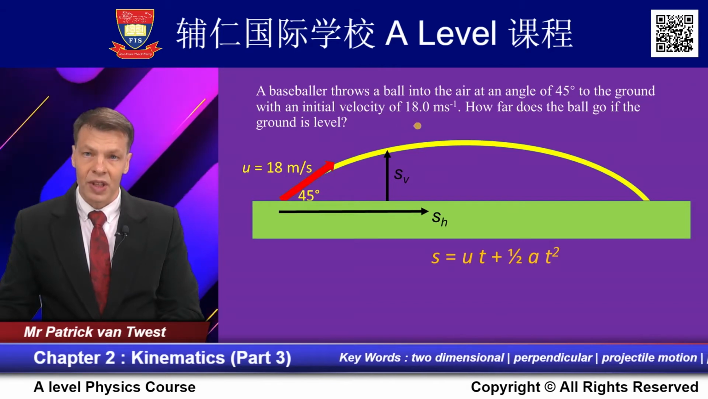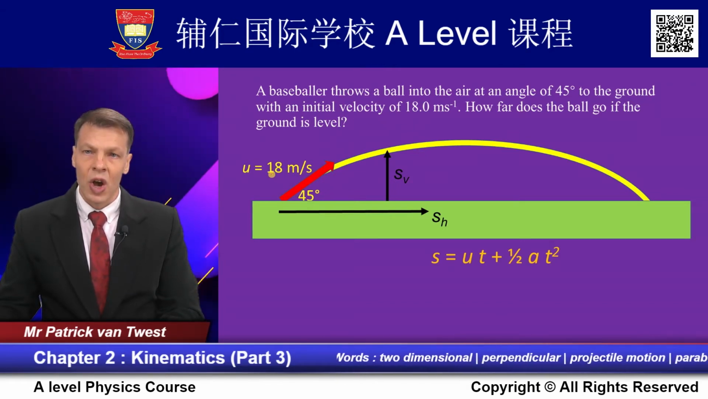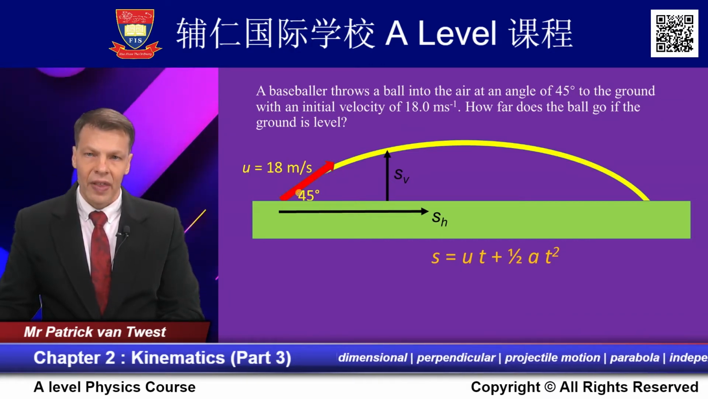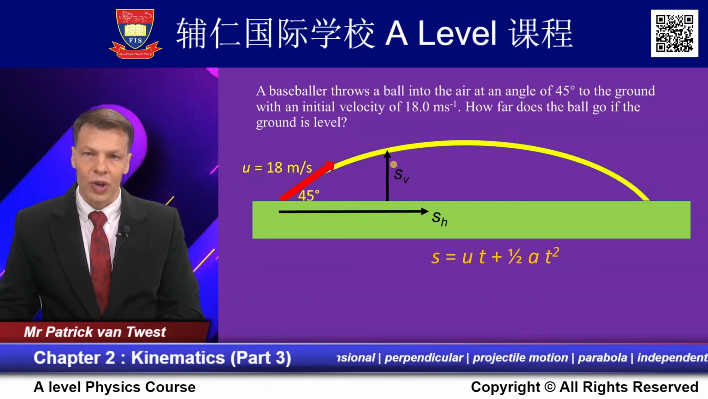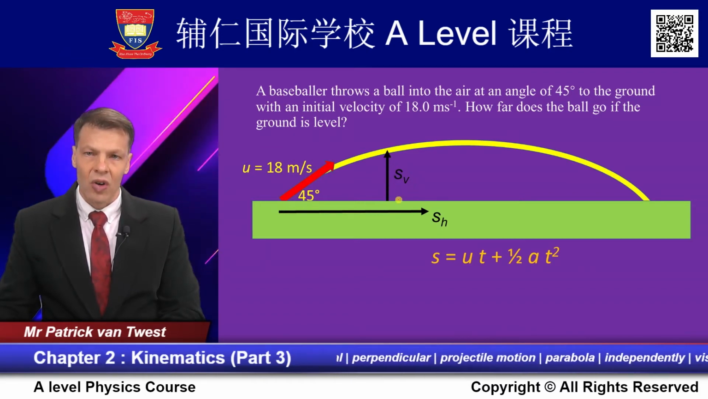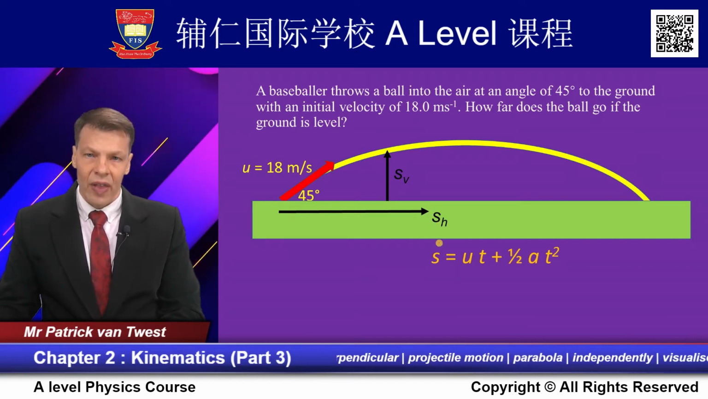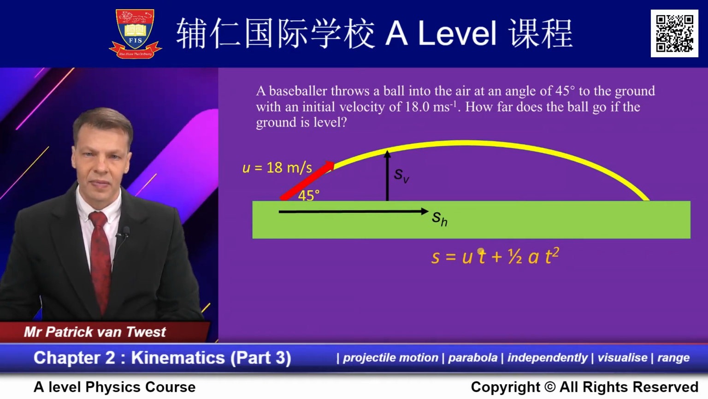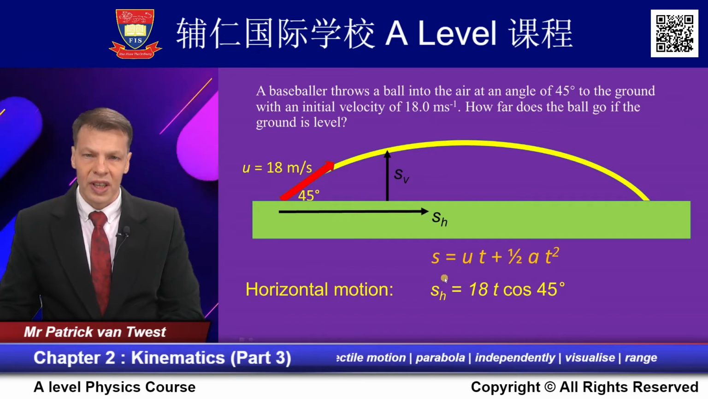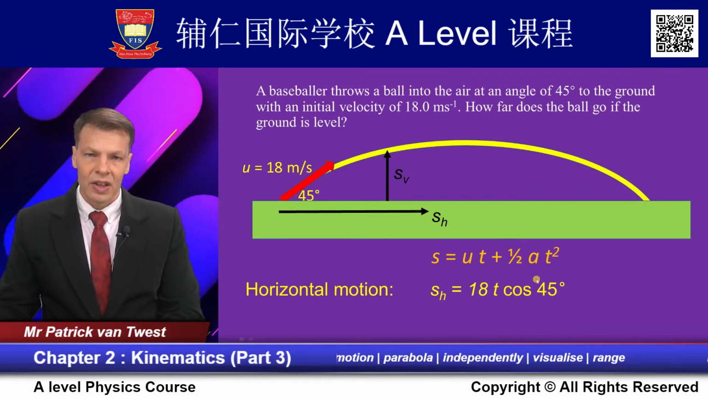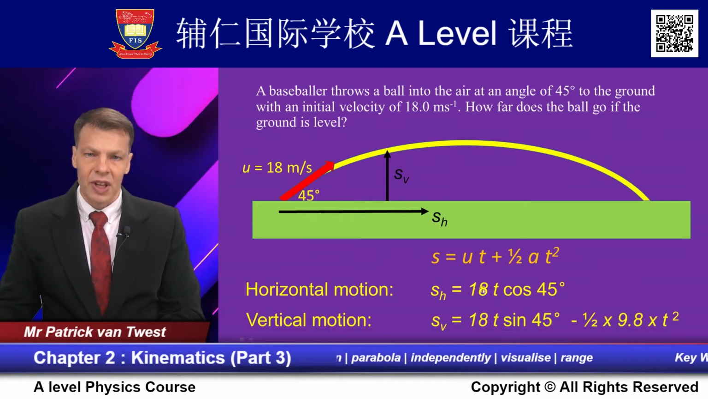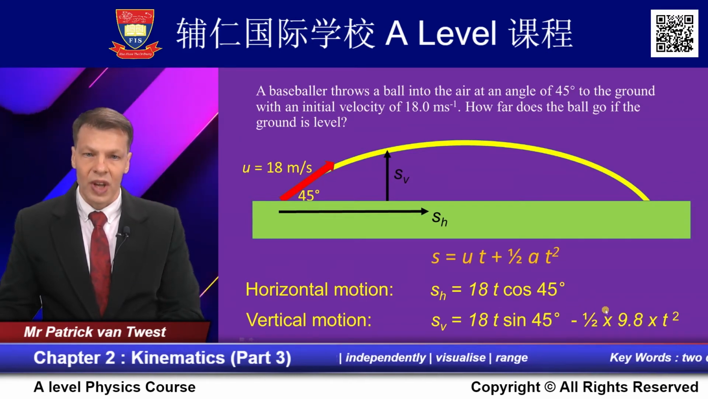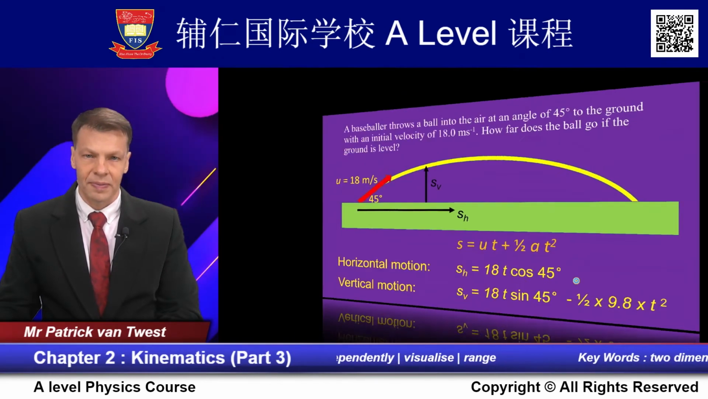Then I've marked on everything this question tells me. I've marked on the initial velocity of 18 meters per second at that angle of 45 degrees. And then I've marked here the vertical displacement as SV and the horizontal displacement as SH. Those things are changing over time. And this equation is very useful. Horizontally, if we put the values in, we have 18 times cos 45 times t, and vertically we have 18 sin 45 times t, and then also taking away this factor due to the acceleration.